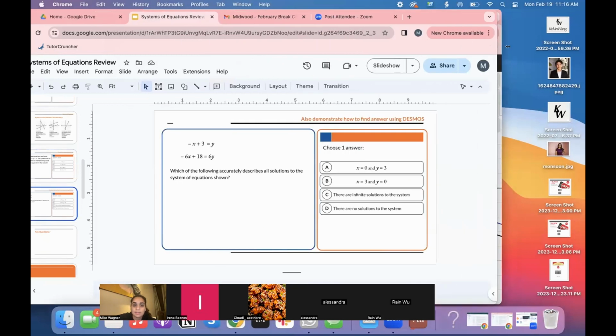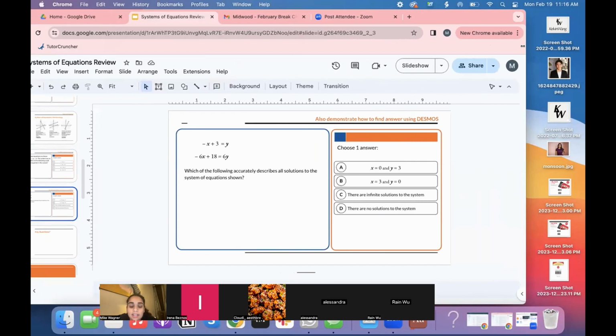Same thing for this equation. We have negative x plus 3 equals y, and we have negative 6x plus 18 equals 6y. The question is, which of the following answer choices accurately describes all solutions to the system of equations shown? If we look over to the right, we see some values for x and y. We also see that an option choice is infinite solutions and no solutions.